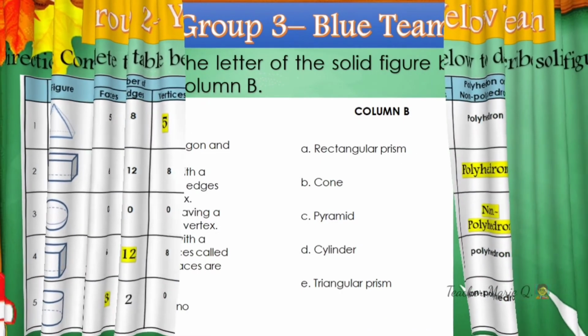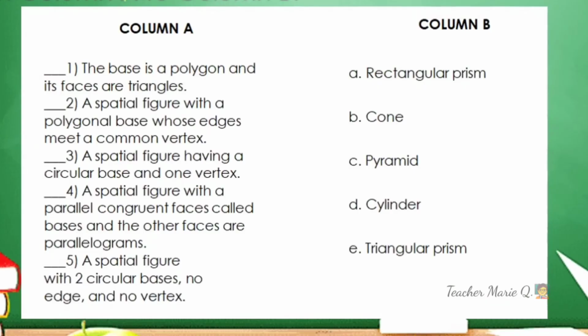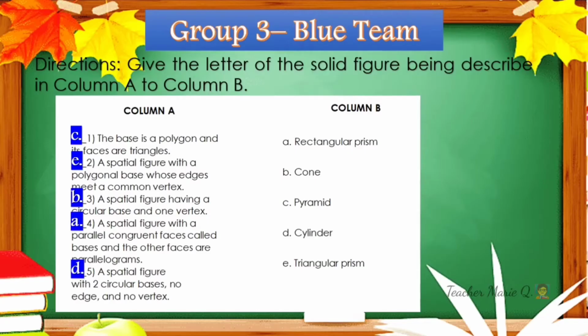How about the blue team? Are you ready to check your answer? Okay, number 1, C. Number 2, E. Number 3, B. Number 4, A. Number 5, D. Who get the perfect score? Wow, that's great.